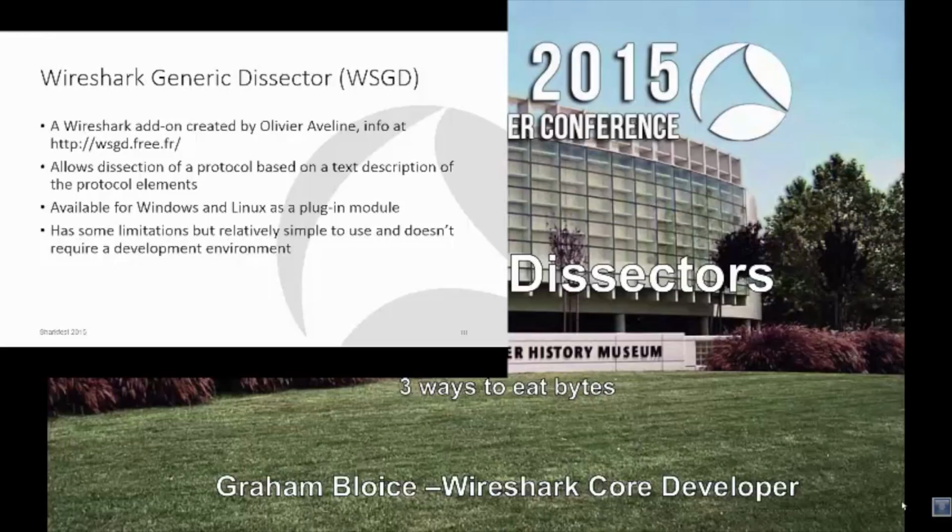So, just going into WSGD now. It's actually external to the Wireshark project. It's created by Olivier Aveline in France. There's the URL there. And it's available for both Windows and Linux. But it's relatively simple to use. If your protocol's relatively simple, or if you're not a programmer, it may be a good place to start.